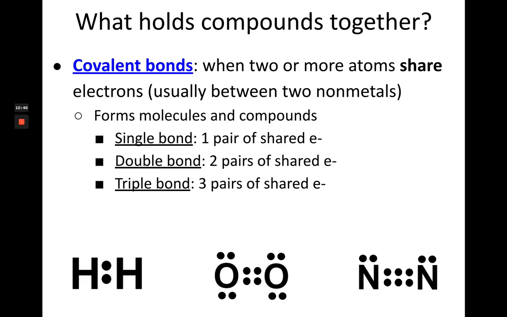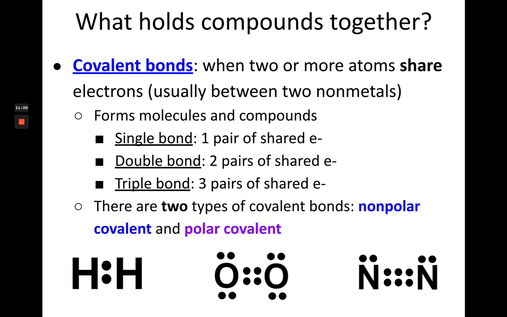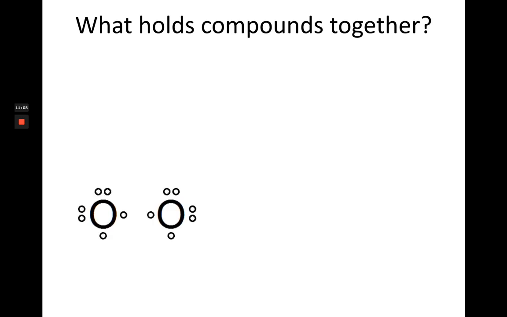And so down below you can see hydrogen is a single covalent bond for the H2. O2 is double bonded, two oxygens are double bonded, and N2 is two nitrogens triple bonded together. So the thing with covalent bonds, though, is that we end up with nonpolar covalent and polar covalent.